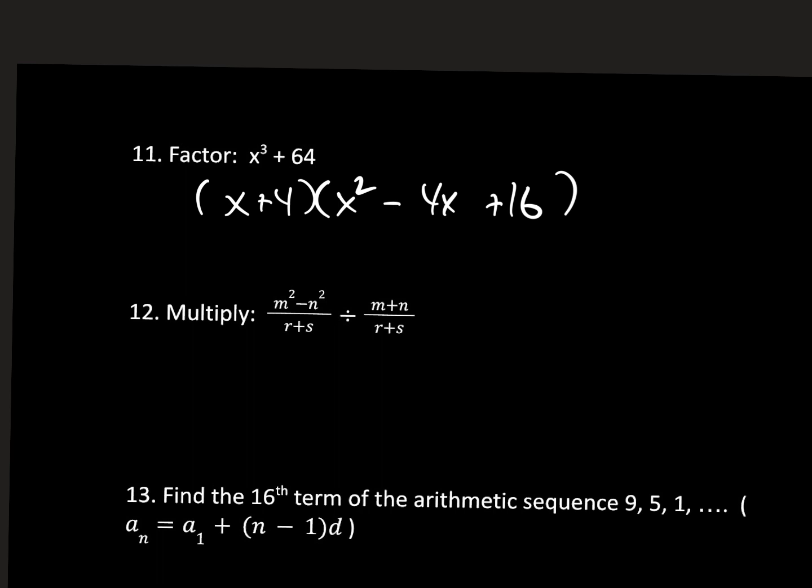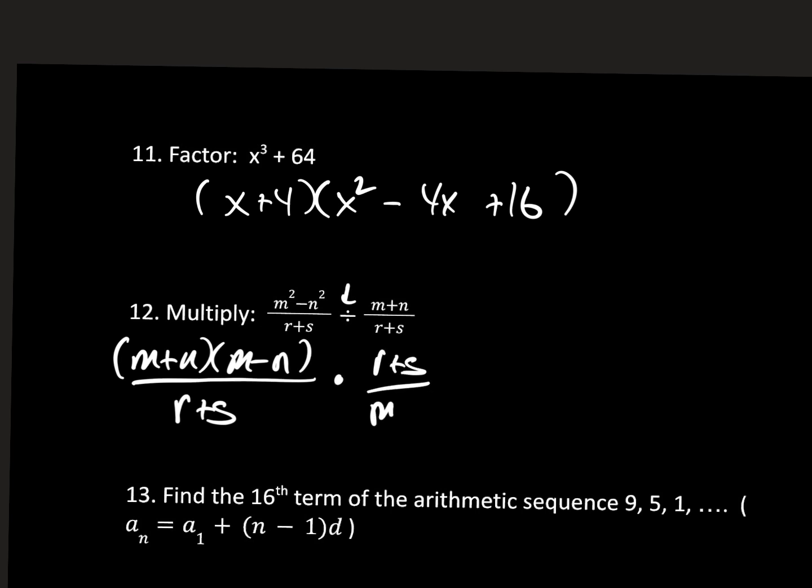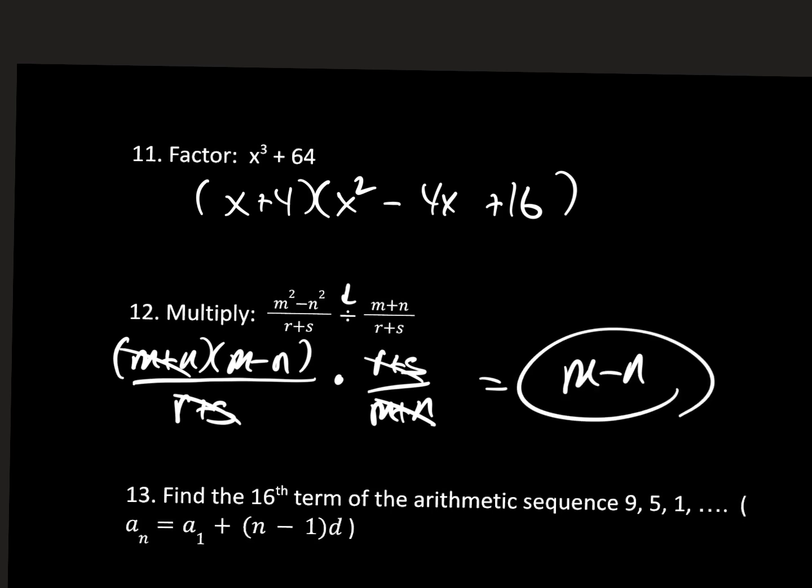Number 12 says multiply, factor first. You can only cancel factors. The top right there is the difference of squares, so I'm factoring m plus n times m minus n. Actually, it says division. So division, I got to flip it, so I'm going to put r plus s. Again, don't know who typed this test out since it says multiply and it actually says divide. M plus n's cancel, r plus s's cancel. All that leaves is m minus n, and guys, you're done right there.